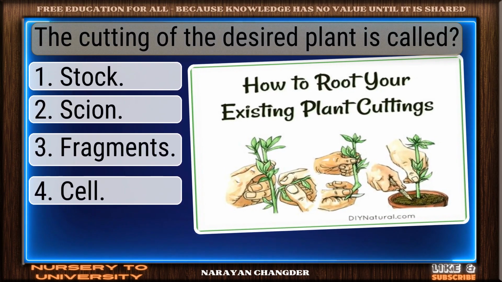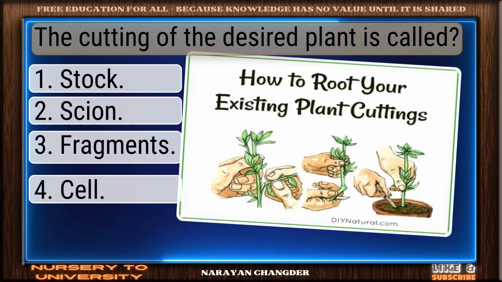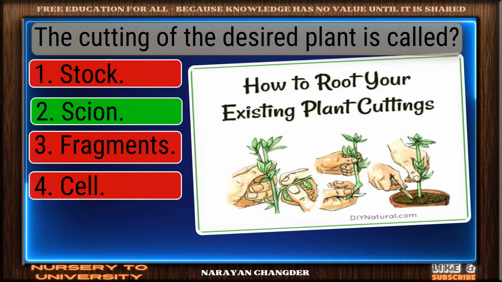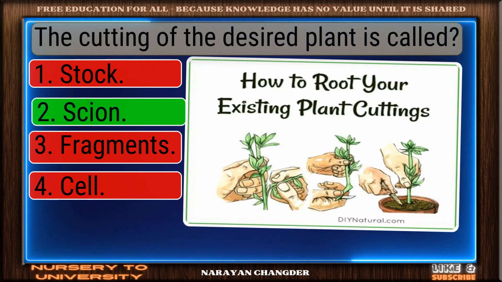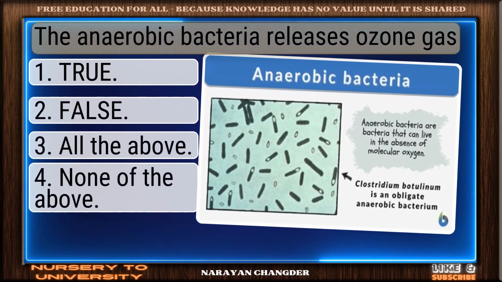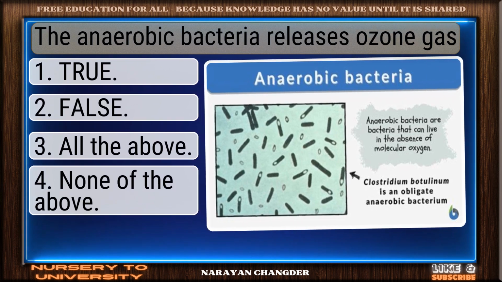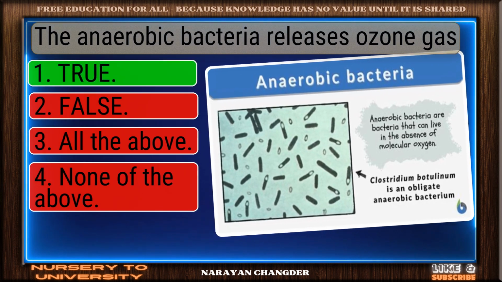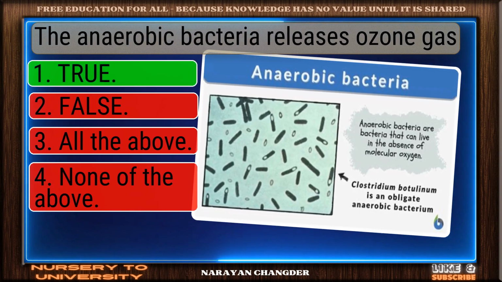Question number 80. The cutting of the desired plant is called? You're right. Cyan is the correct answer. Question number 81. The anaerobic bacteria releases ozone gas. Nicely done. True is a solid answer.